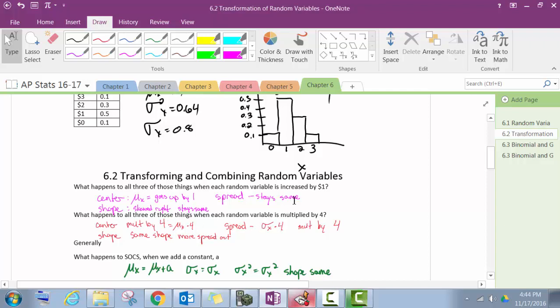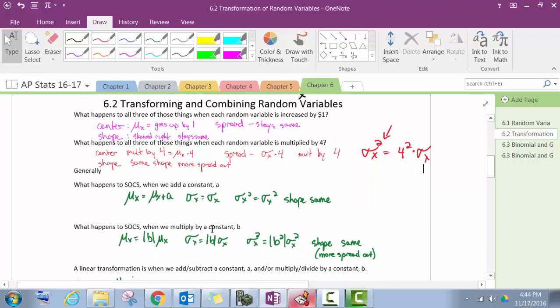And if we were talking about the variance, it would be multiplied by 4 squared, because it's squared, times the old one. So it would be times 16, if we were talking about that. So what happens to SOCS when we add a constant? Well, we add the constant to the mean, but nothing else changes.